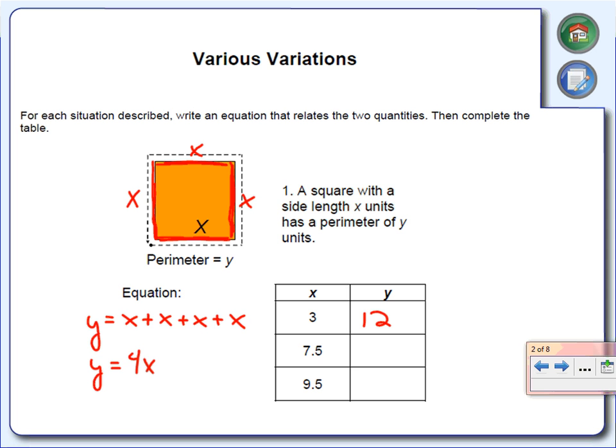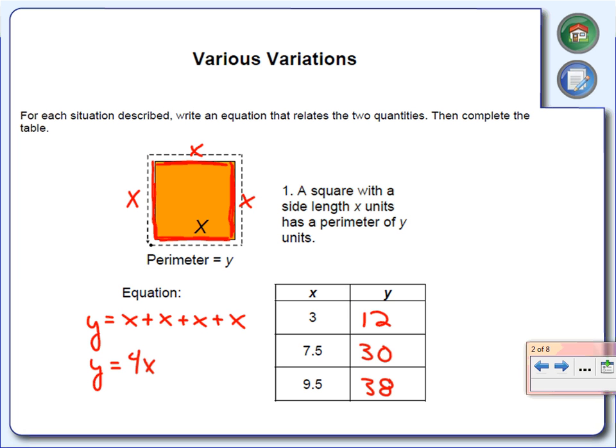Let's try the next one. Pull out the calculator. 7.5. What if each side was 7.5? What would the perimeter be? Well, multiply 4 times 7.5 and you get 30. Let's do the next one. Again, I'm looking for the y, the perimeter. What if each side was 9.5? What would the perimeter be? 38. And again, all we're doing is taking each x value and multiplying it by 4. There's 4 sides. All right, so there's the first one. Our equation was y equals 4x, and we can use that equation to fill out the table.